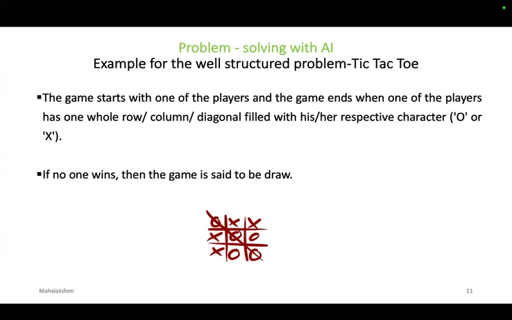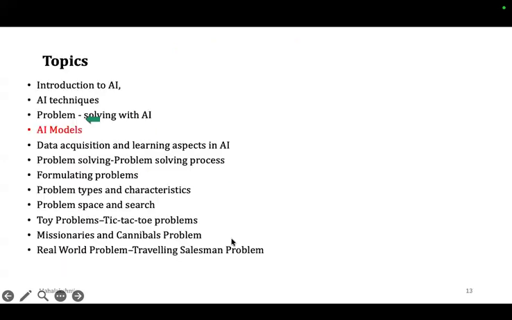One example of a well-structured problem is the tic-tac-toe problem. The game starts with one of the players, and a player wins when they have a row, column, or diagonal filled with their respective characters, O or X. If no one wins, the game is said to be a draw. If X wins, the X's can be positioned horizontally, diagonally, or vertically together. If X wins, O loses, and if neither wins, it is a draw. This is how the tic-tac-toe problem works.